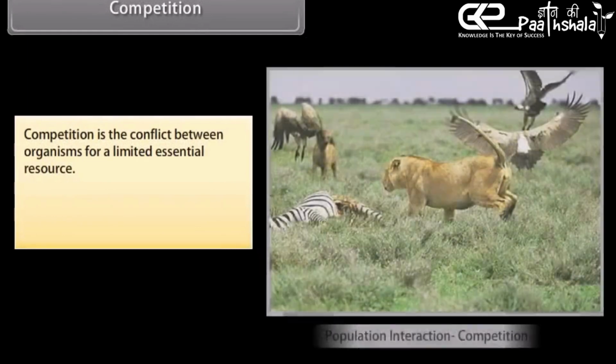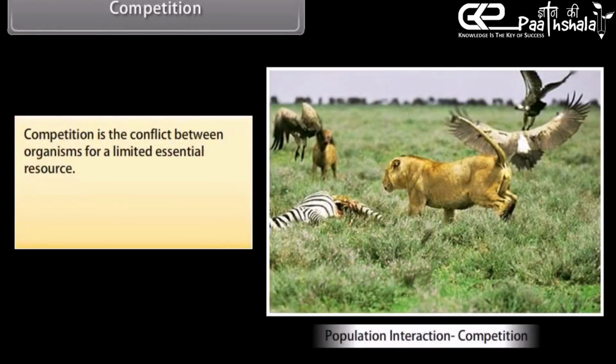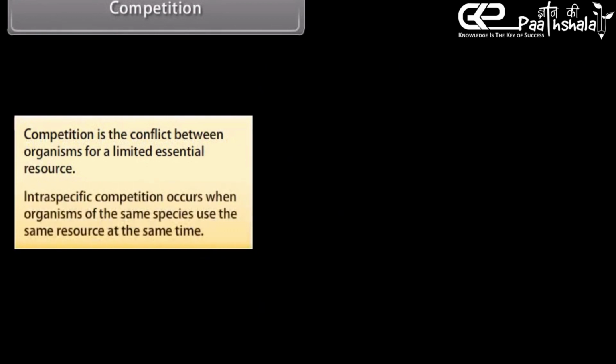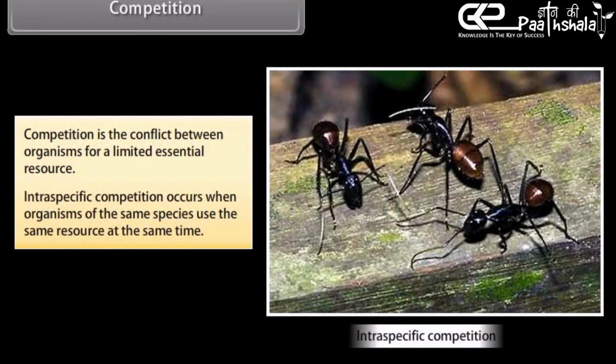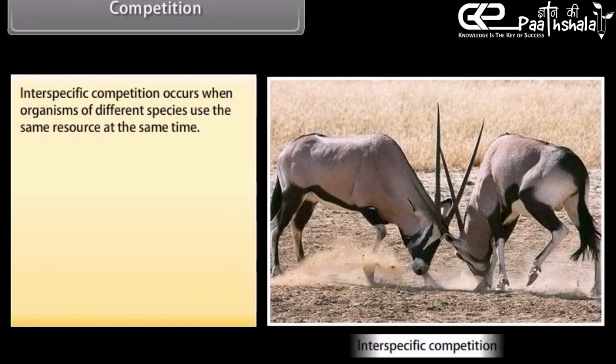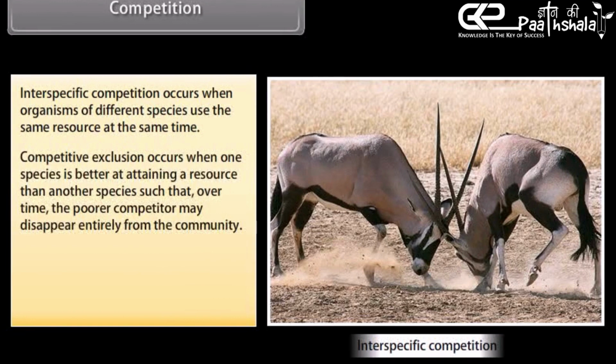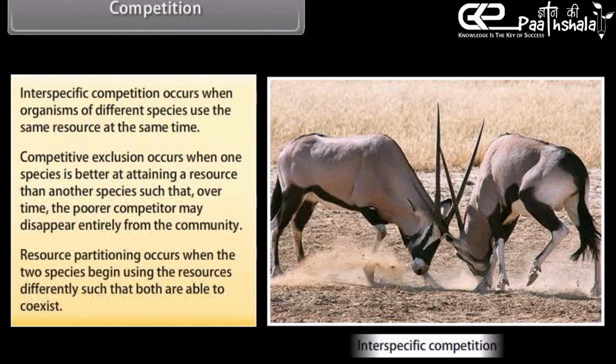Competition. Competition is the conflict between organisms for a limited essential resource. Intraspecific competition occurs when organisms of the same species use the same resource at the same time. Interspecific competition occurs when organisms of different species use the same resource at the same time. Competitive exclusion occurs when one species is better at attaining a resource than another species, such that over time the poorer competitor may disappear entirely from the community. Resource partitioning occurs when the two species begin using the resources differently such that both are able to coexist.